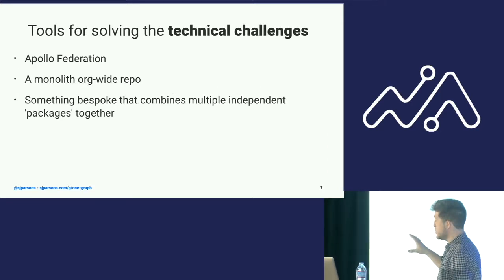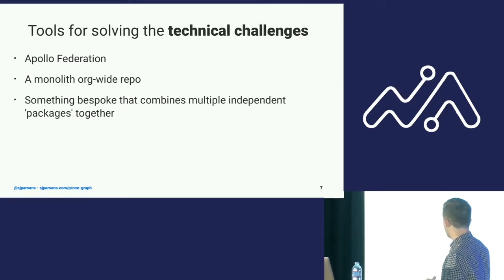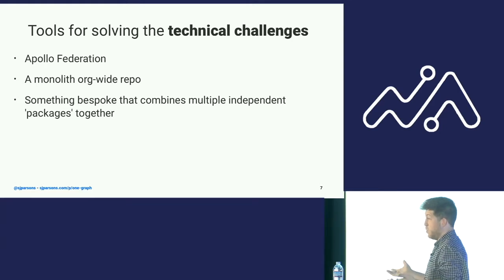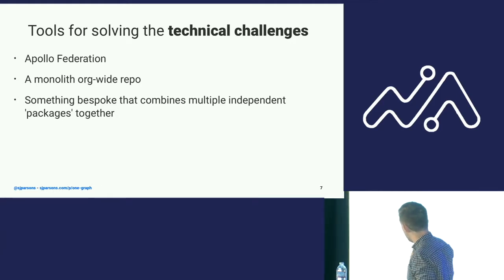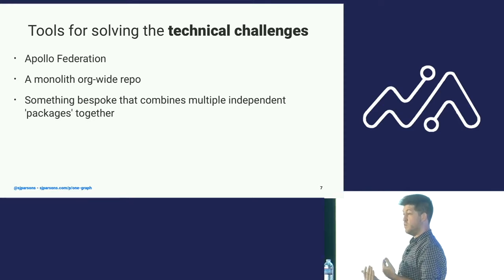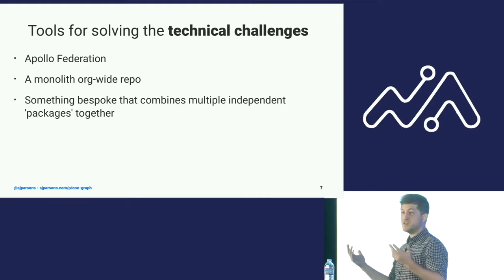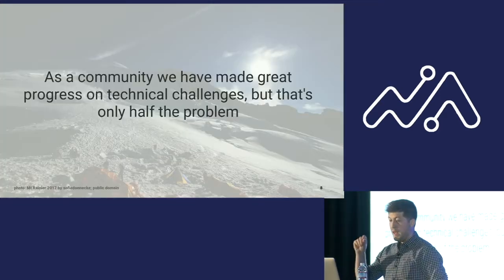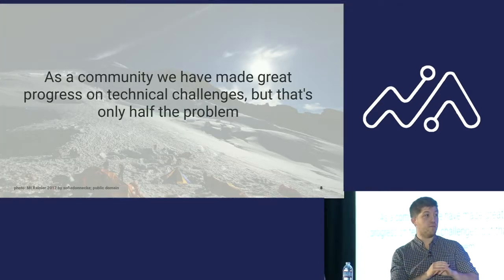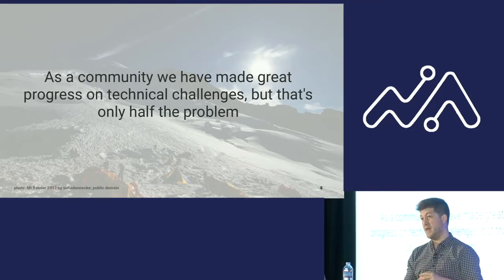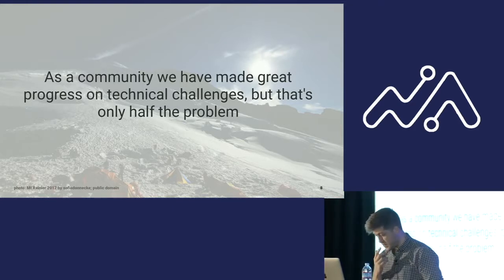There are a lot of tools for solving the technical challenges, like federation. Some people will just have a monolith org-wide repo. If you're small enough, maybe that makes sense. What we were doing at SAP Concur was something bespoke that combined multiple independent packages of types and resolvers into one unified graph. Depending on your use case, you may use something like those. I think as a community, we've made some really great progress on the technical challenges, but that's only half the problem. The other part of the problem is still out there.